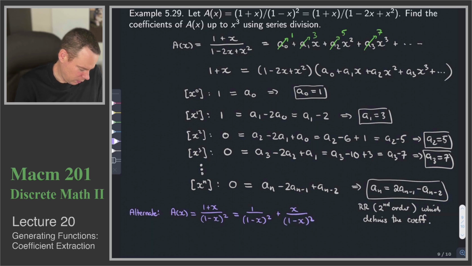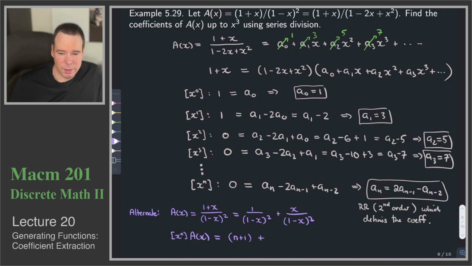And now I want to find the nth coefficient, x to the n, of A of x. That's just going to be the nth coefficient of each of these pieces. The nth coefficient of the first piece, well, that's just the generating function for consecutive integers starting at 1, so its nth coefficient is going to be n plus 1. The second piece, the coefficient of x to the n, well, that's the coefficient of x to the n minus 1 in the series with this replaced with a 1, because this just moved everything ahead.